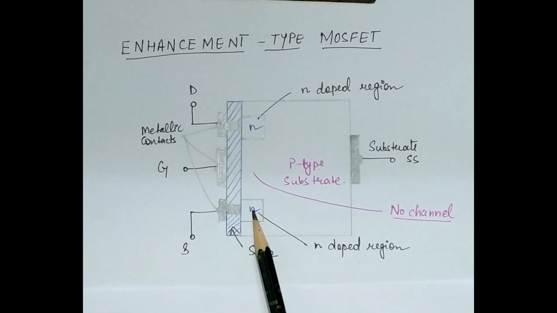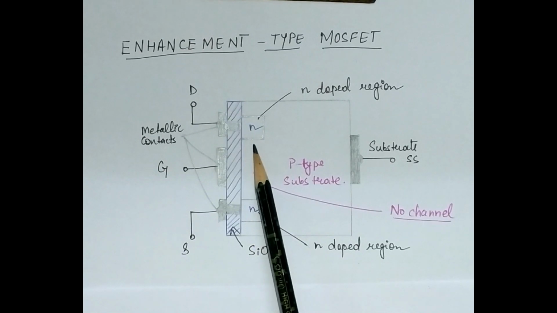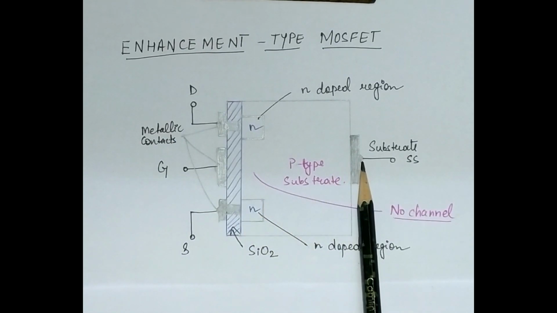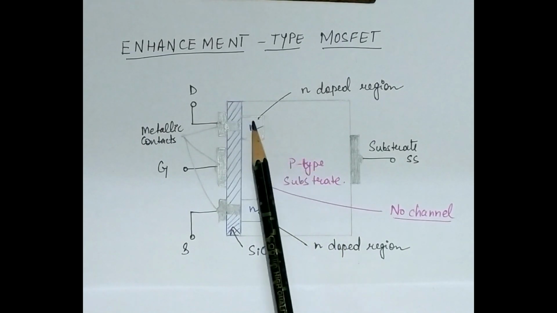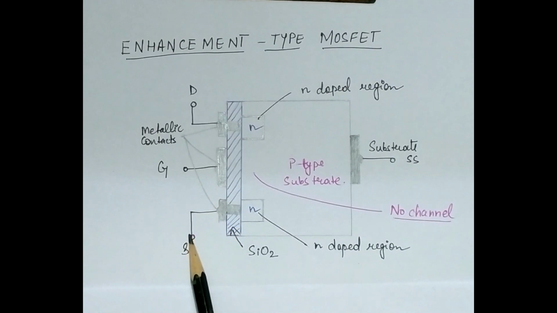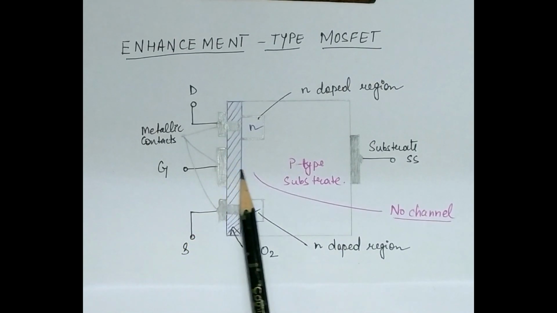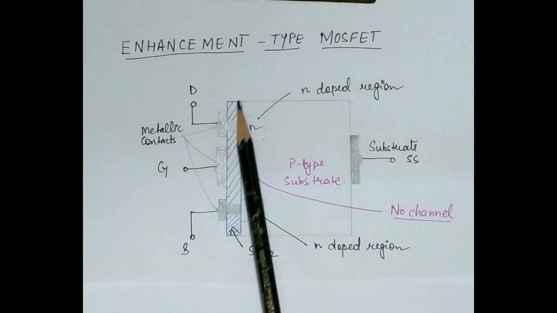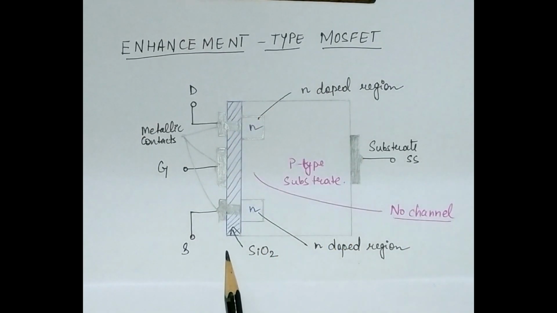See, this is the source and this is the drain. So there is no channel present over here. But in the depletion type MOSFET, the channel was present. Now this is the substrate, this is the drain terminal, this is the gate, this is the source, and the gate is insulated from the substrate by the silicon dioxide layer. Both the N regions are heavily doped regions. So this is the basic construction of enhancement type MOSFET.